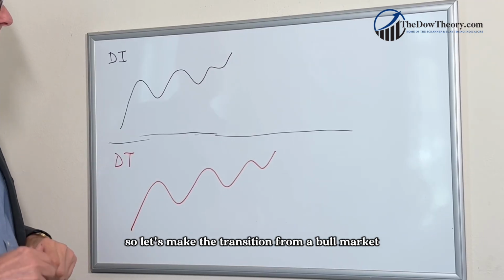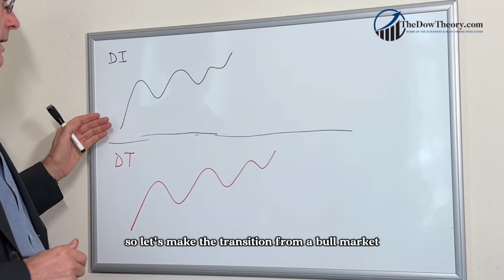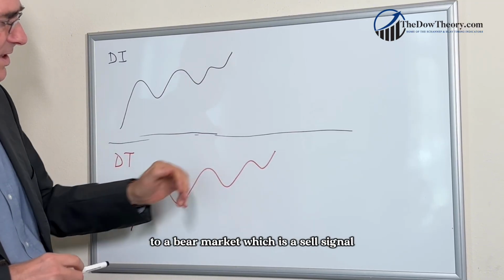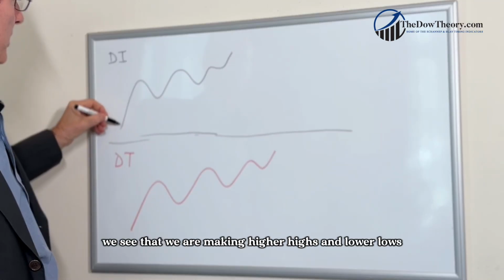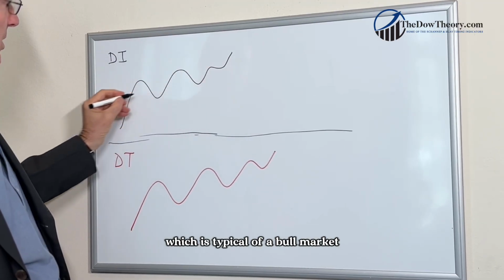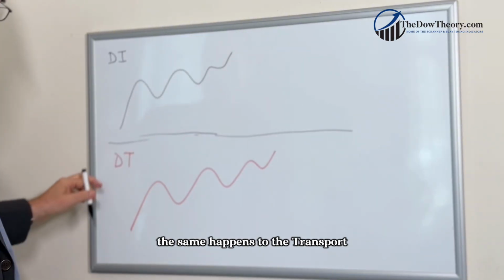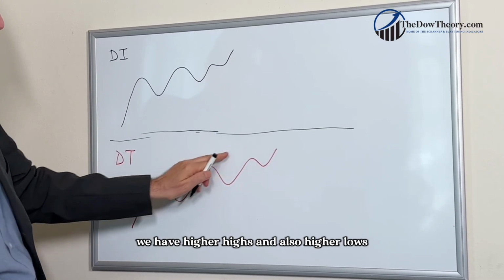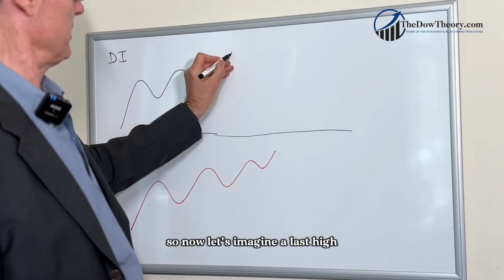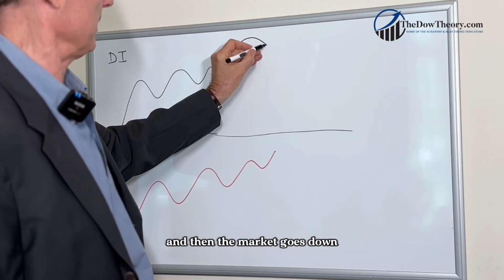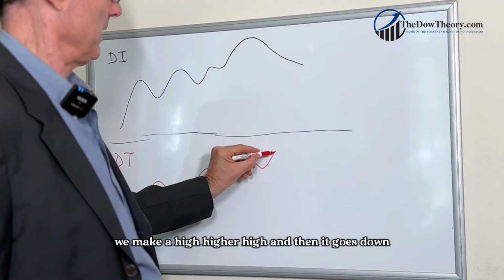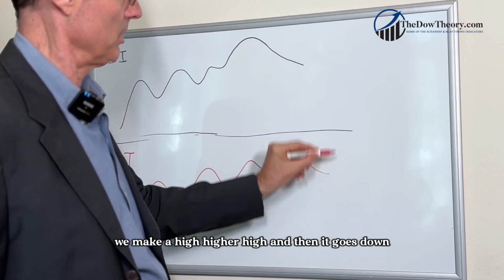So let's make the transition from a bull market, which is a bull market signal, to a bear market, which is a sell signal. So for instance here we see that we are making higher highs and higher lows, which is typical of a bull market. The same happens to the transport. We have higher highs and also higher lows. So now let's imagine a last high and then the market goes down. The same happens to the transportation. We make a higher high, and then it goes down.